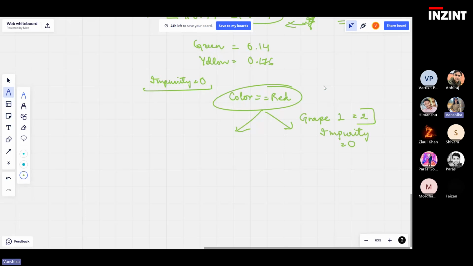Now please tell me if you guys understand the crux of information gain, Gini impurity, and decision tree. In the same manner, you can use entropy to split, just change the formula.